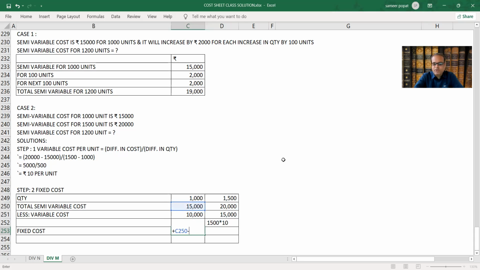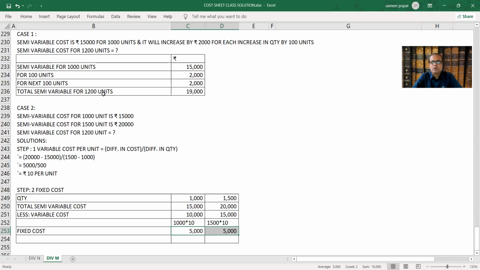If total cost is 15, out of 15, if 10 is variable, so remaining 5,000 would be fixed. Similarly, if total cost is 20, out of that 15 is variable, so fixed cost would be 5,000. And this fixed cost should be same for both the levels of quantity. That should remain fixed. That is the nature of fixed cost because it does not depend on quantity. So even if you manufacture 1000 or 1500 units, your total fixed cost would remain constant at 5000.